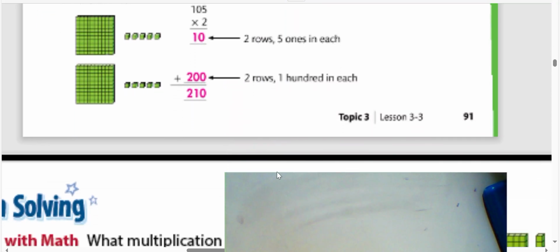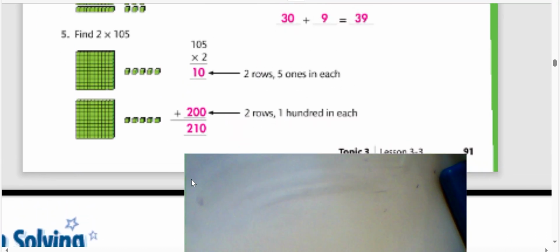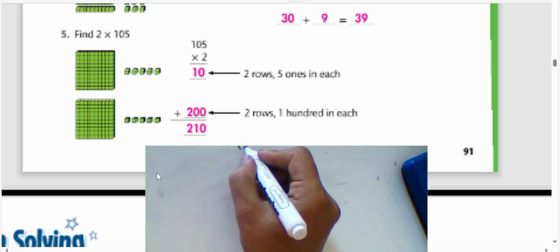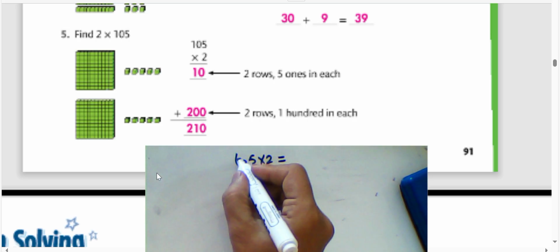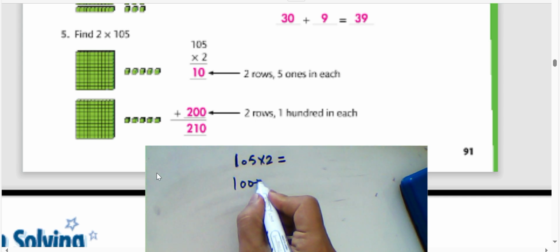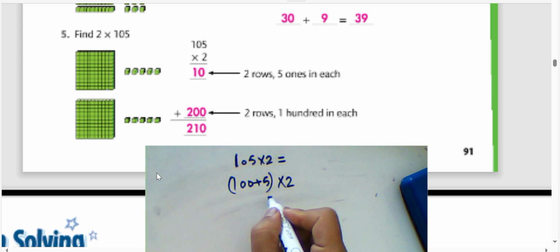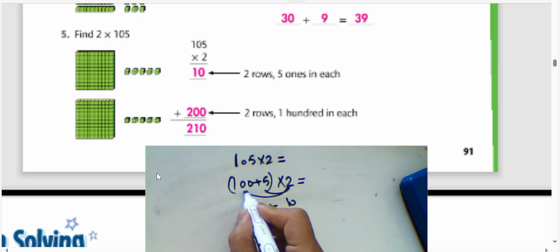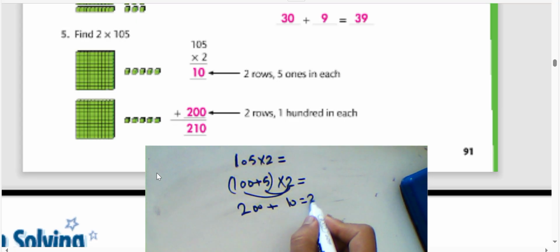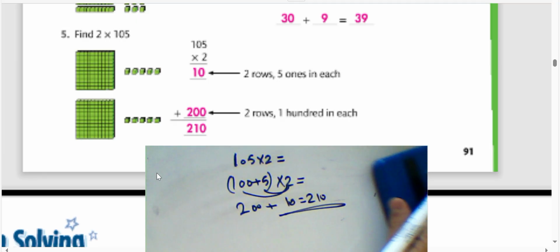105 times 2. The result will be, we can write 100 plus 5 product by 2 using distributive properties. And then 2 times 5 equals 10. 2 times 100 equals 200. Then the result will be 210.